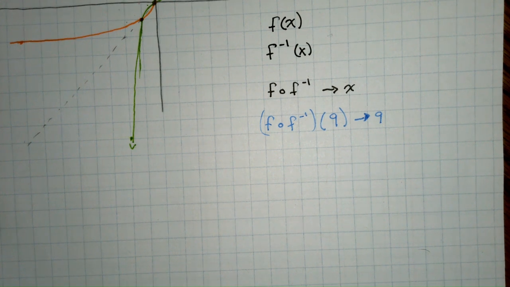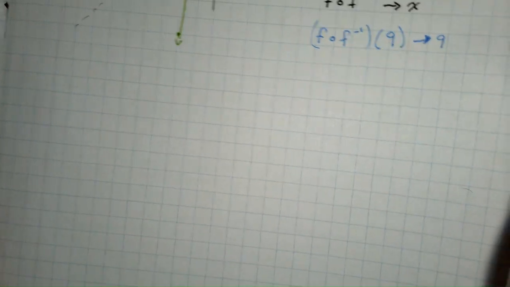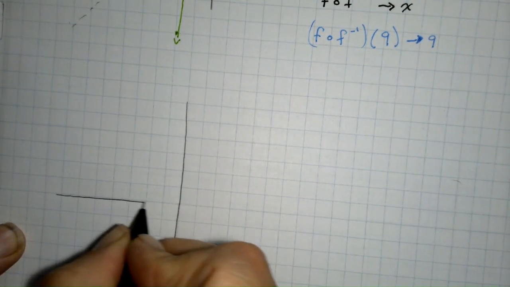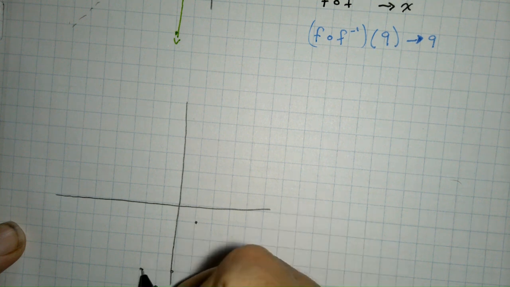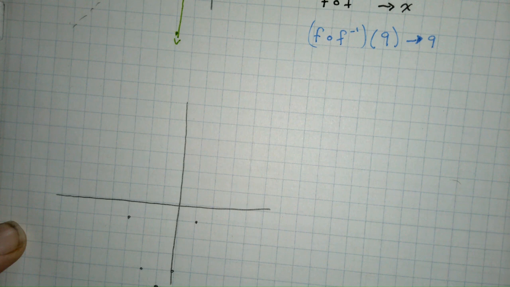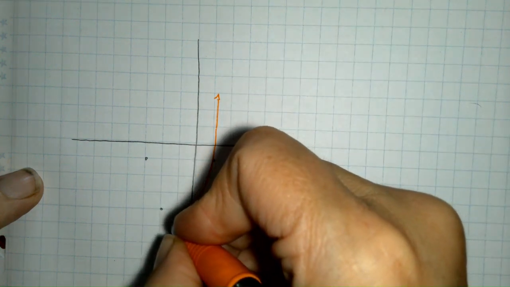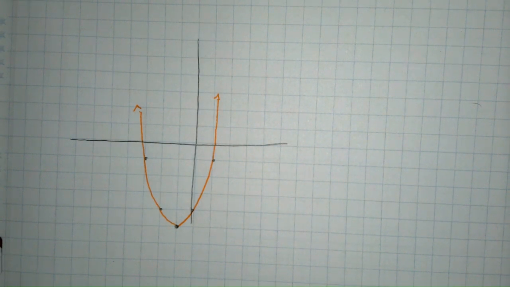Okay, so I want to draw an inverse relationship based off of a picture. I'm just going to give us a picture, and we're going to draw the relationship. All right, I have a quadratic graph here, and this is going to be f of x. We are going to draw the inverse relationship without doing any algebra.